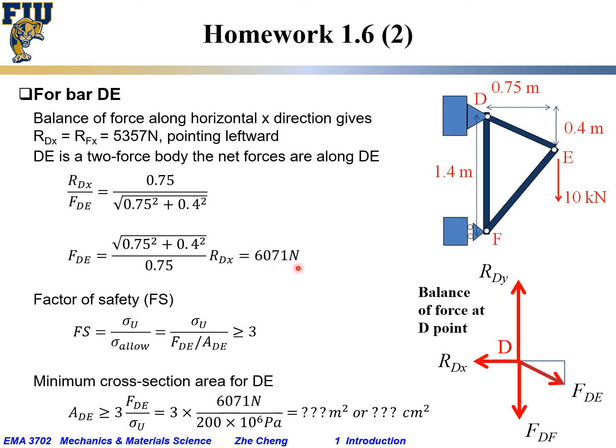In the end you would get the internal force along DE, FDE, to be 6071 Newton. Similarly, the factor of safety is at least 3, and factor of safety is ultimate strength over allowable stress. Ultimate strength is 200 megapascal, and allowable would be the force FDE over AD. So AD would be greater than 3 times FDE divided by sigma u. FDE we just calculated as 6071 Newton, and sigma u is 200 million Pascal. Newton over Pascal, which is Newton over meter square, becomes meter square, and you plug the number in and get a certain meter square or millimeter square. Okay, and I hide these for your own benefit.